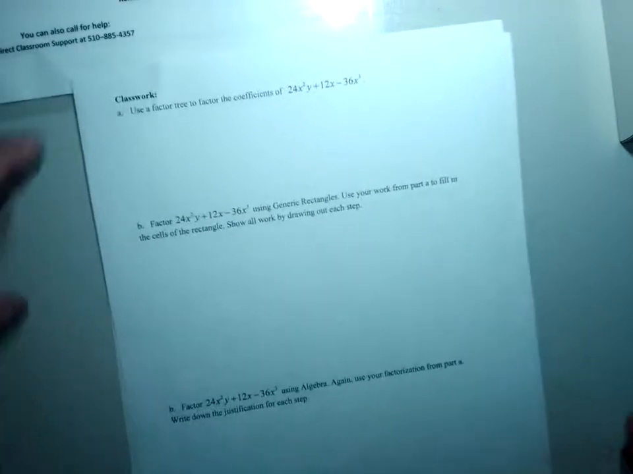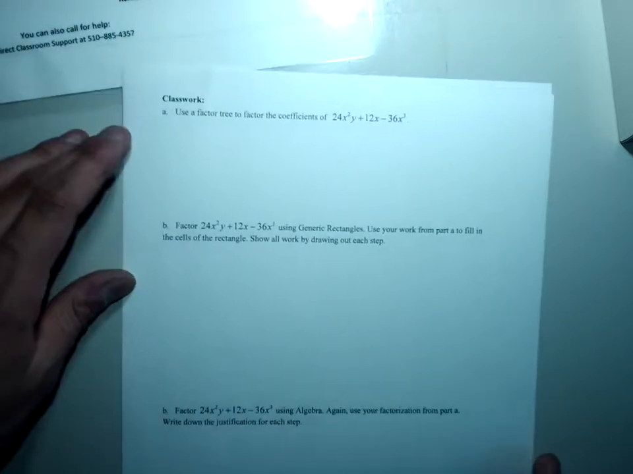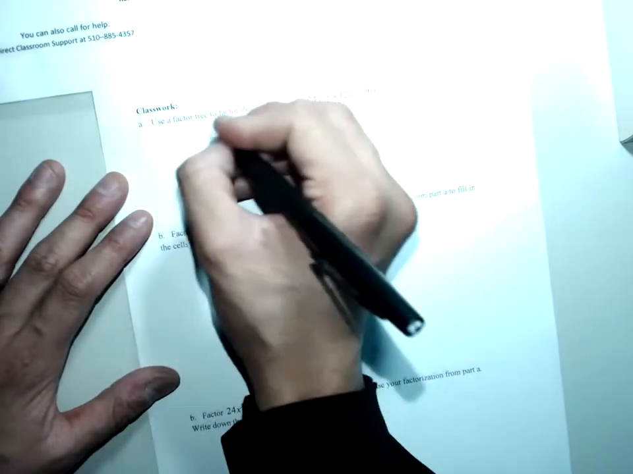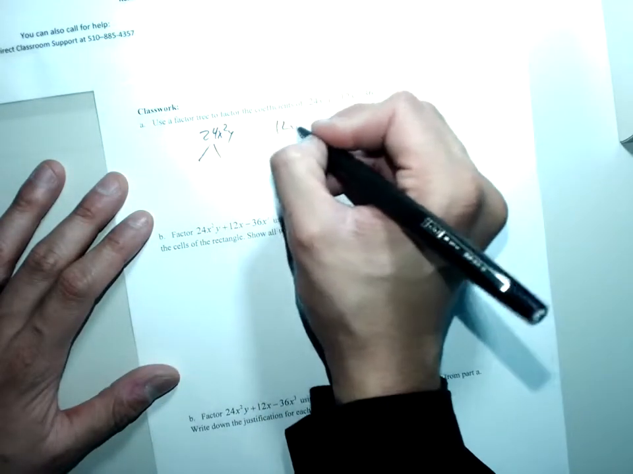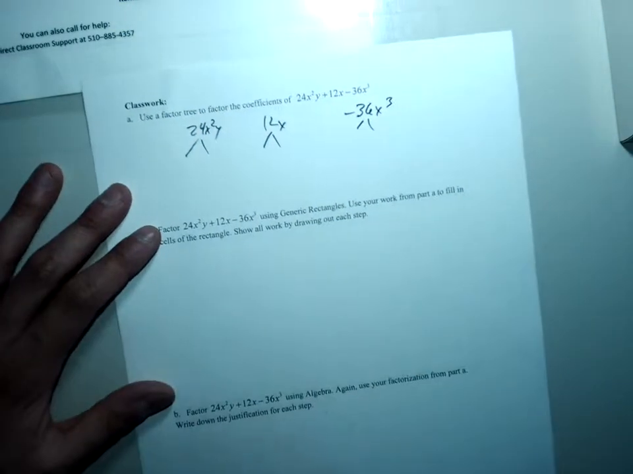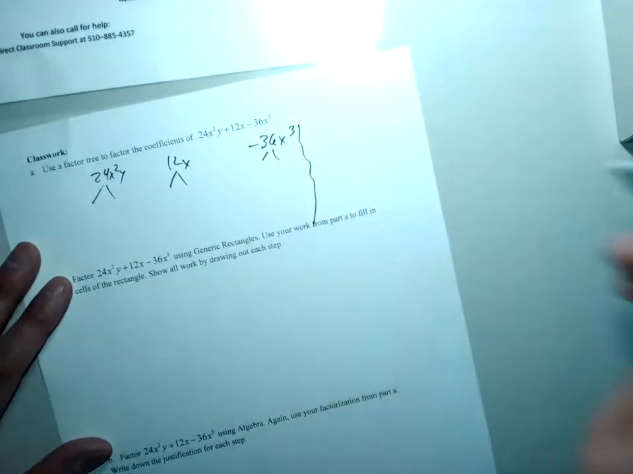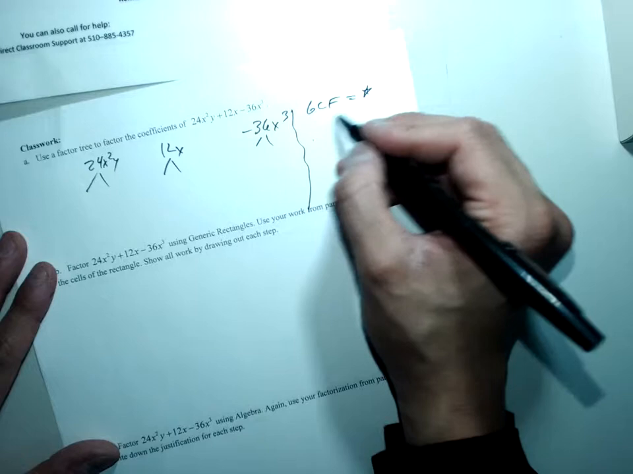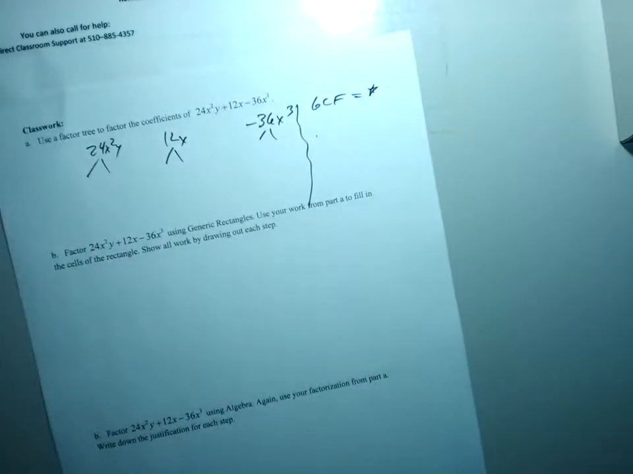Okay, for this classwork here, you're going to use a factor tree to factor the coefficients. So you're going to make a tree to factor the coefficients of this one. I'll start you off. That's one of your trees. That's one of your branches. There's the other one. And then it's your other one. Okay? And then when you're done, you're going to find the GCF. Let's just say it's going to be blah. Okay? And then you're going to write out what they all have and then take out the GCF. Okay?